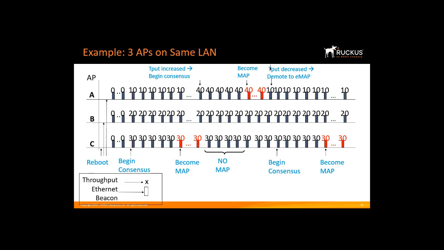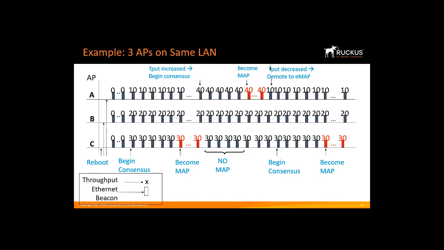In this example, we see that APs A, B, and C are all powered on at the same time. Access point C evaluates the link to the root AP and has the best link quality. It then begins the consensus protocol. Seeing that it has maintained the best link quality for 5 seconds, it sets its bit to MAP. Several seconds later, AP A updates its path metric, which is better than AP C.